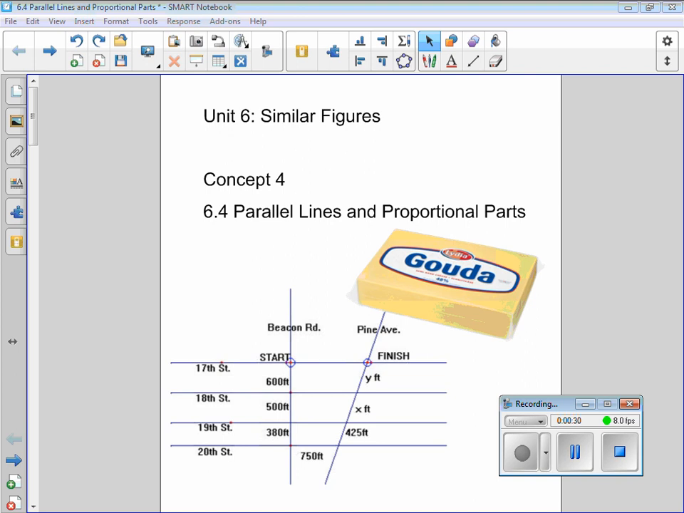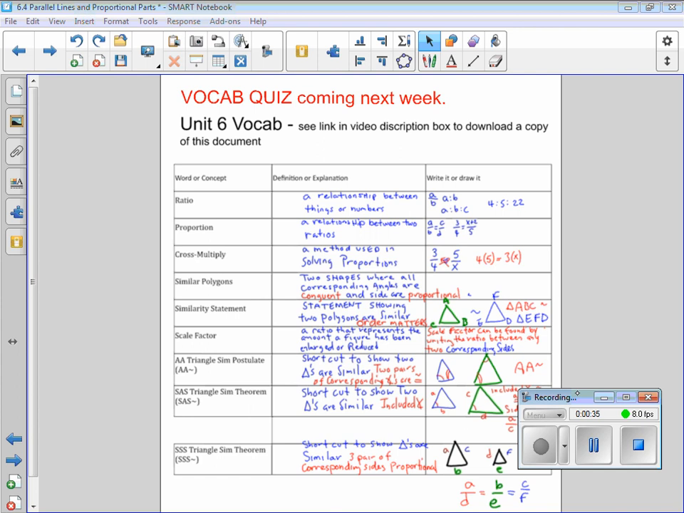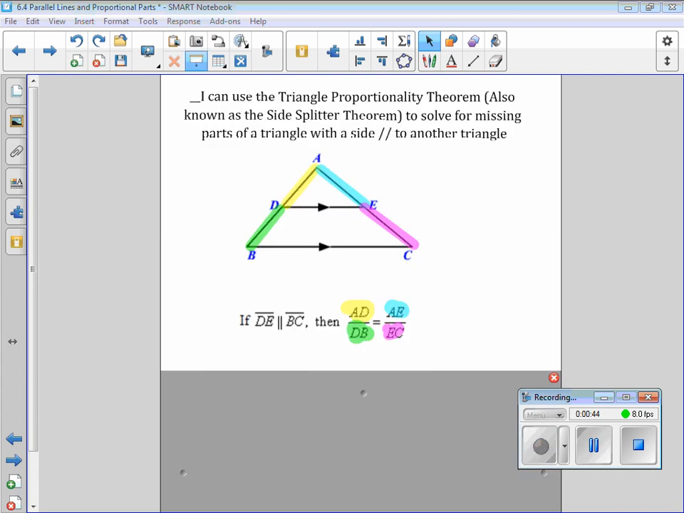Alright, let's move on. So we did our vocabulary for this unit, very first unit, or section 6.1. So go back and if you haven't done 6.1, go back and do the vocabulary, copy it from here. Let's move on. This is a really cool theorem that we got here.